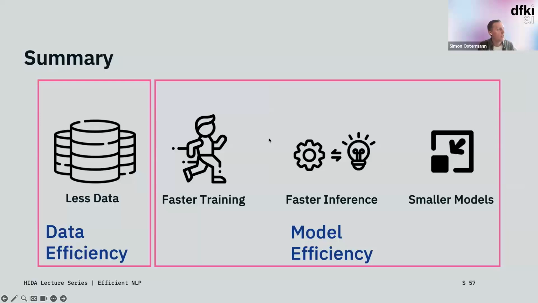In terms of model efficiency, we mostly talked about faster training and smaller models. Now there is a plethora of work on faster inference, so like shrinking models down to a very small size, so you can use them on a smartphone, for example, so they're much faster usable.